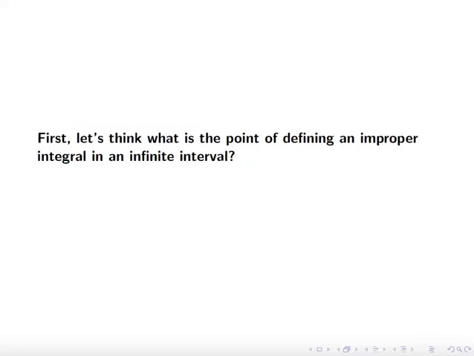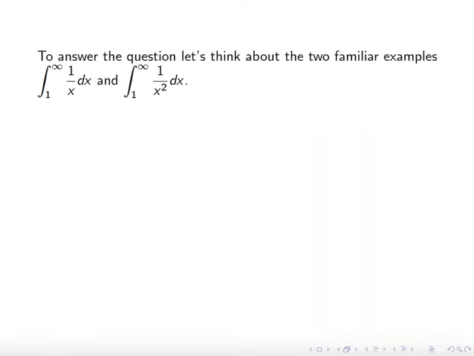First, let's think about what is the point of defining an improper integral on an infinite interval. To answer this question, let's consider two very simple, familiar examples: the integral from 1 to infinity of 1 over x, and from 1 to infinity of 1 over x squared. Maybe you saw these integrals by now, or maybe you'll see them soon. If you did, you know that 1 over x is divergent and this one is convergent.